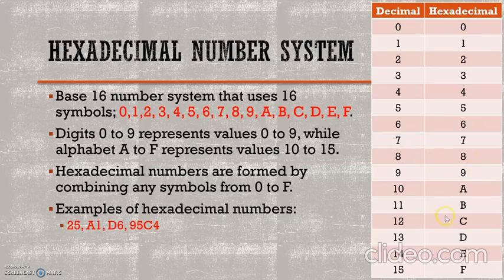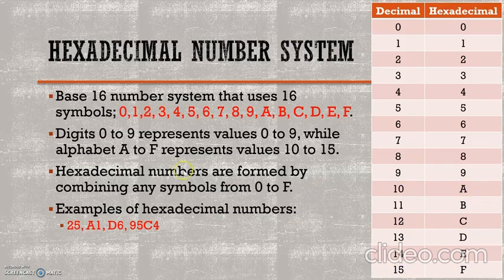But to represent 10 in hexadecimal, we cannot use 1 and 0 because 1 has a meaning and 0 has a meaning already. So we have to use another symbol, which we adopt letters A, B, C to F to represent the values 10, 11, 12, 13, 14, and 15.